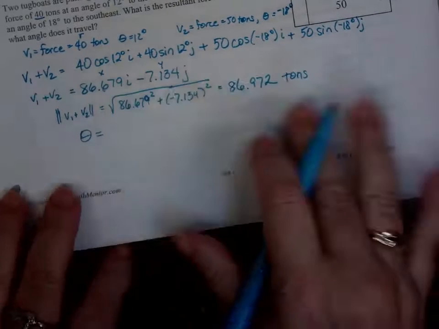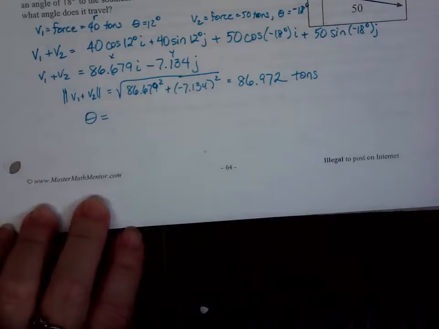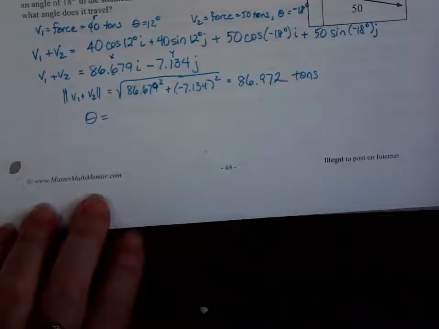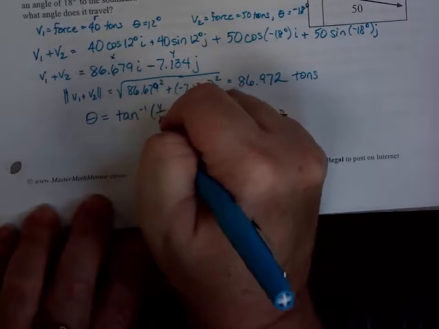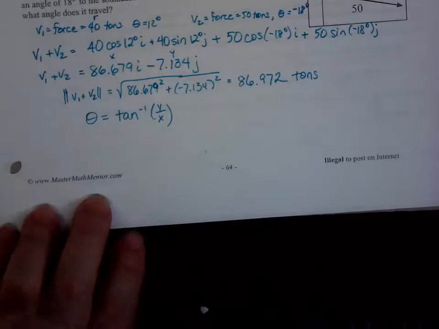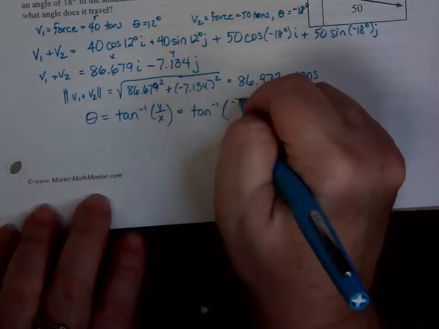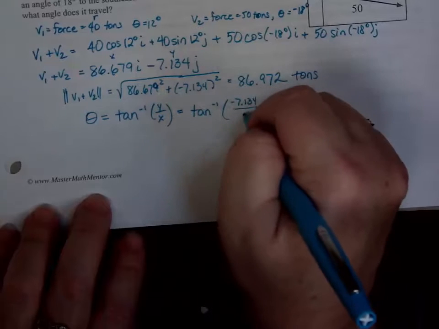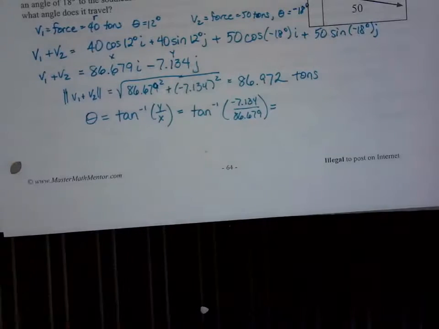Now this paper hasn't really talked about it yet, but we did it on the polar day. How did we find theta if we knew y and x? We solved. Oh, y over x, the inverse tangent. That was the formula, tangent inverse of y over x. That was the formula that we talked about. So in this case, it'd be tangent inverse of negative 7.134 over 86.679. And this right here is why your calculator must be in degrees. You will get the wrong answer if it's not.